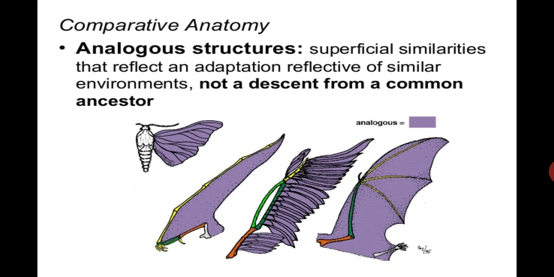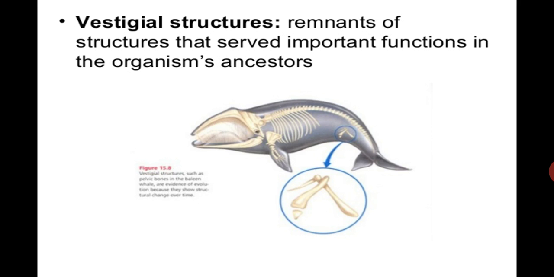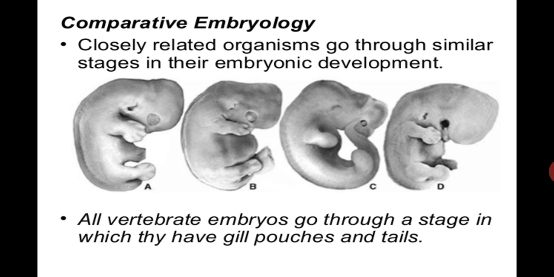Now we will read about analogous structures. These are superficial similarities that reflect an adaptation to a similar environment, not a descent from a common ancestor. Now the third form of comparative anatomy is vestigial structures. These are the remnants of structures that served important functions in the organism's ancestors, but have become vestigial organs or structures in present-day organisms.